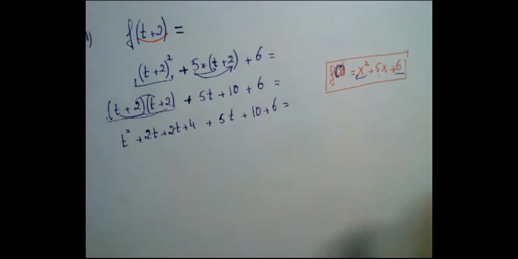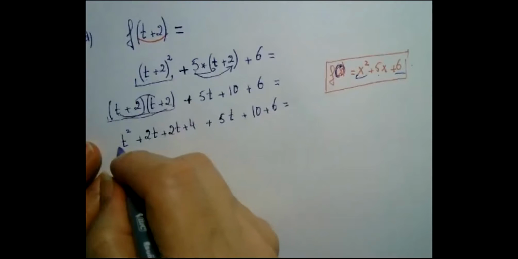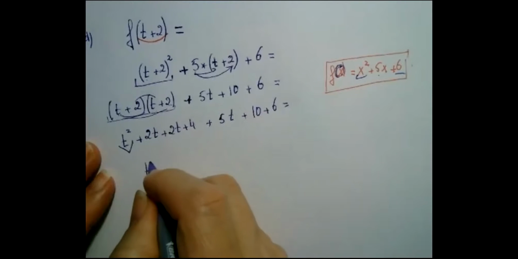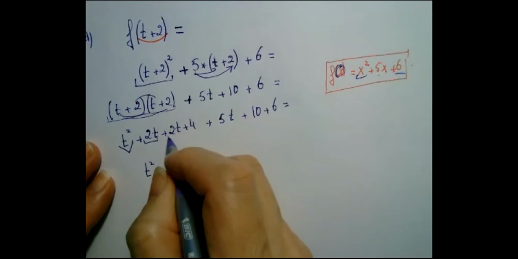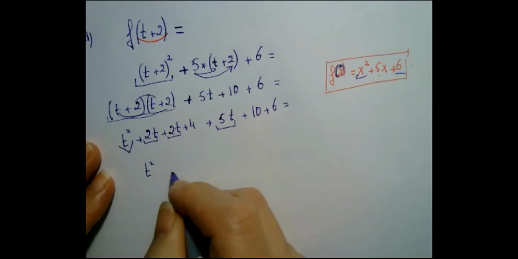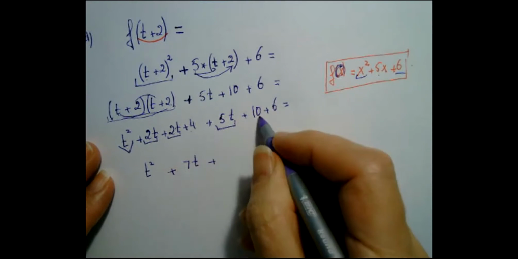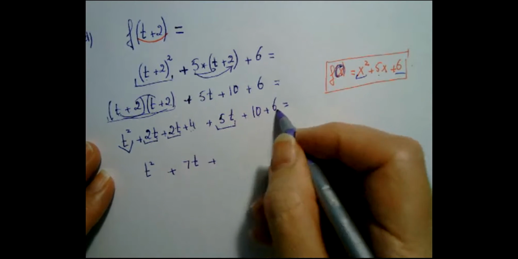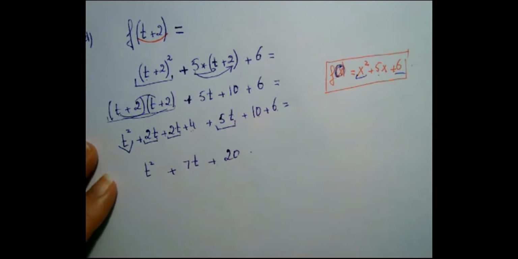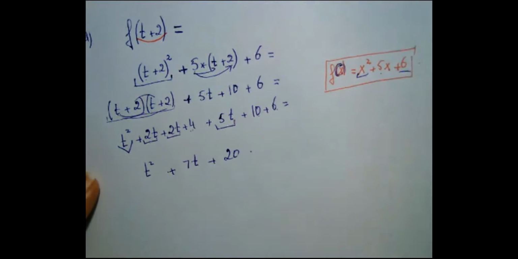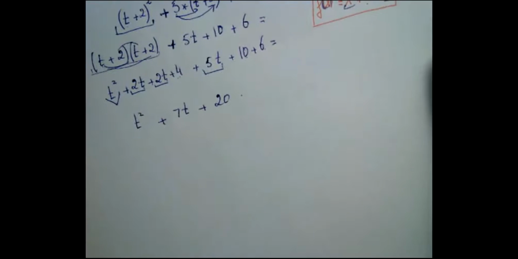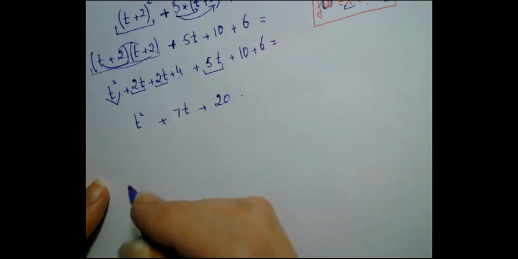Now finally, I collect terms that look alike. T squared, I have 2t, 2t, and 5t. That's going to give me the 7t. And finally, I have 4 and 10, 14. 14 plus 6 equal to 20. All right? For those who got it correct, you're fine. For those who did not, okay, that's fine. Now, E, and then I do F.